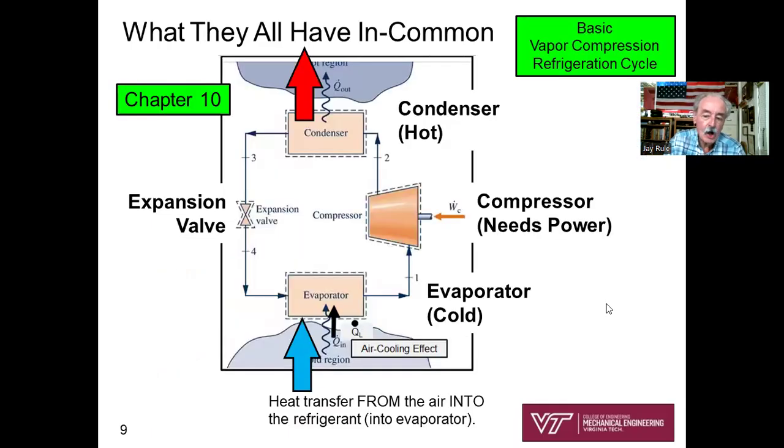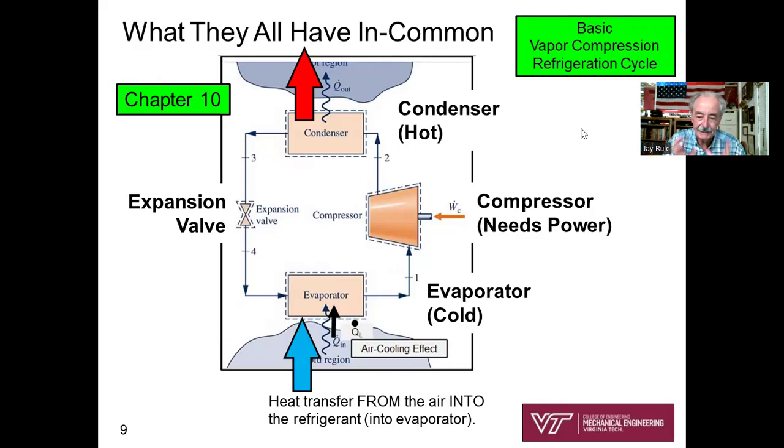Now, all four of these examples have something in common. What they have in common is the basic vapor compression refrigeration cycle, that is chapter 10 in your textbook. So that's what all of these easily purchasable pieces of equipment have in common. They all run on the basic vapor compression refrigeration cycle, and that's what this homework problem is all about.